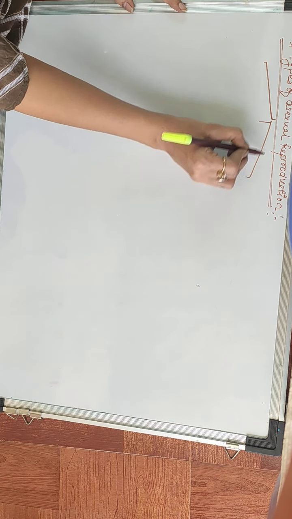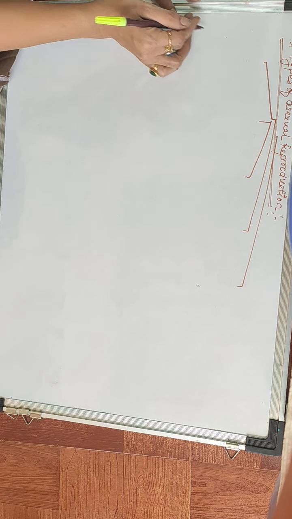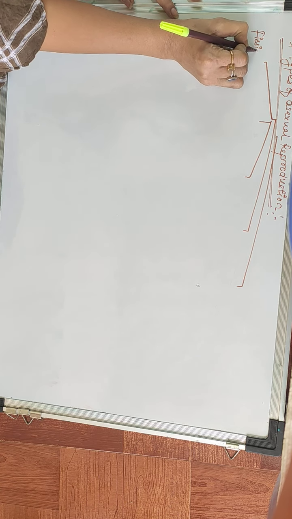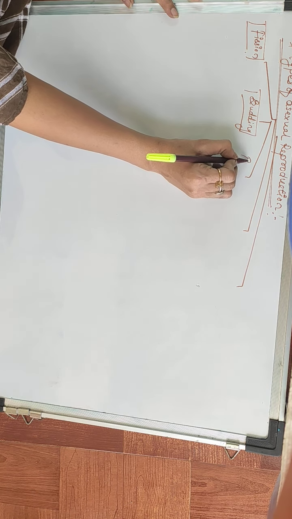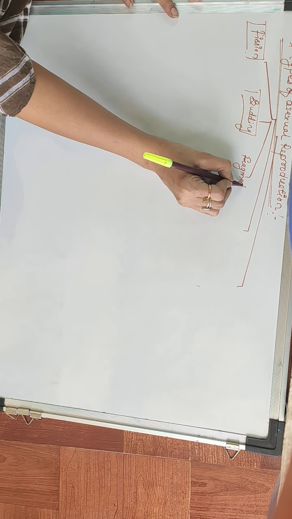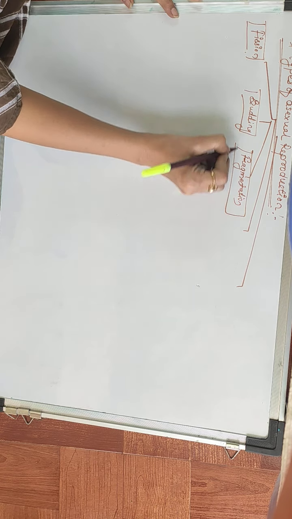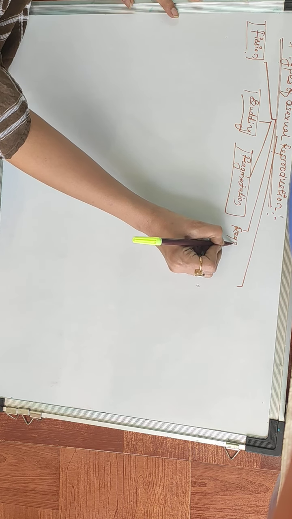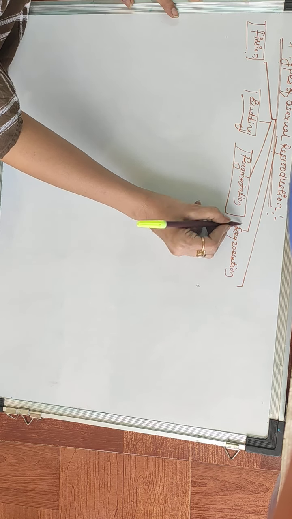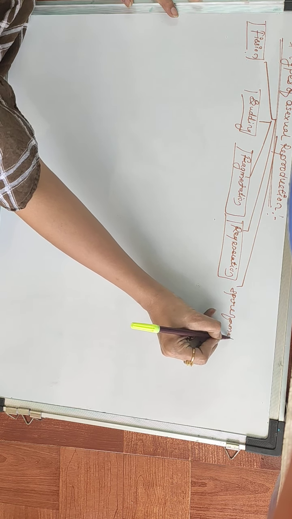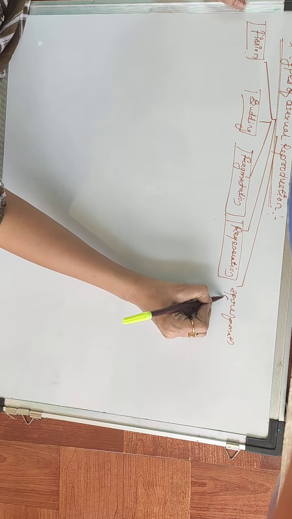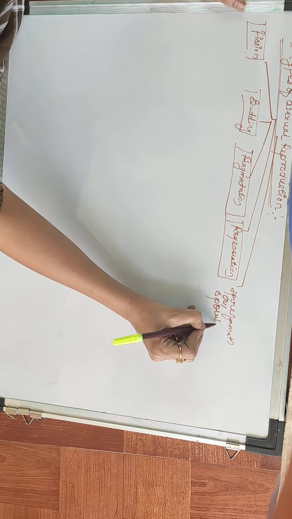Asexual reproduction is further classified into five types. First is called fission, second is called budding, third is called fragmentation, fourth is called regeneration, and last is called spore formation, also known as sporulation.